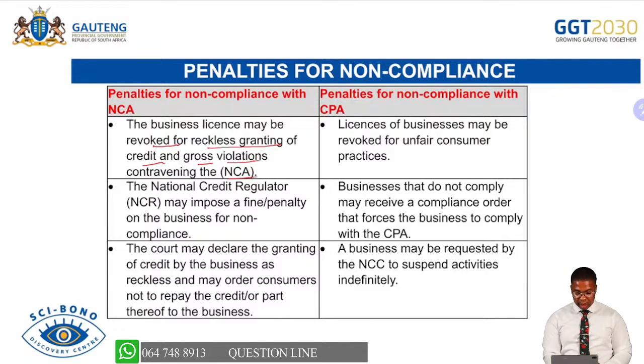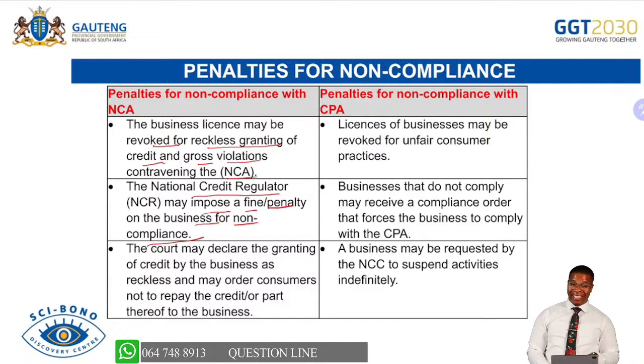Then another penalty could be that the National Credit Regulator may impose a fine or a penalty on a business for non-compliance. Meaning this is a penalty or a fine, so they might have to pay a certain amount for failing to comply with the National Credit Act, because the national regulator is the overseer of how credit is given in the market.